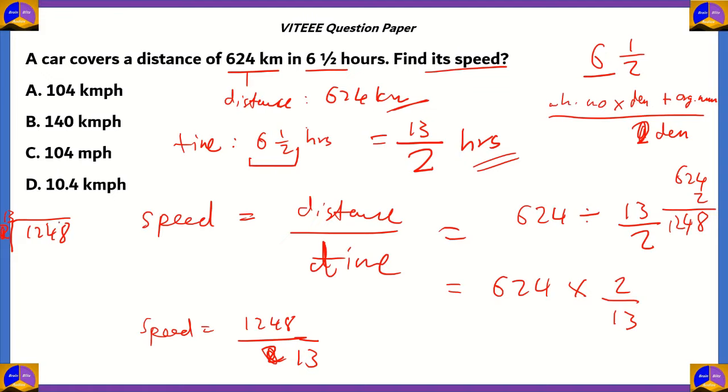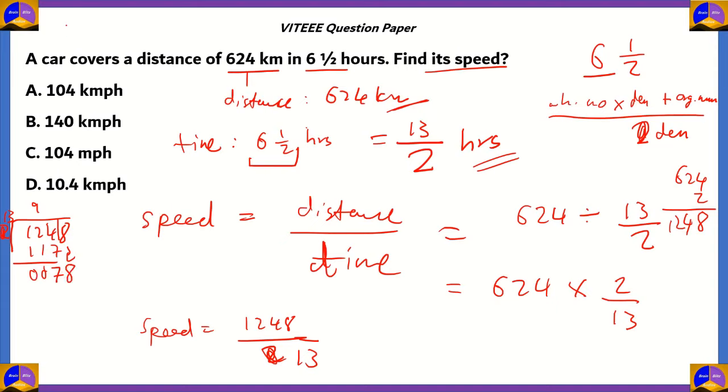So 13 times 10 is 130. And this value 124 is less than 130. So we take 9. 13 times 9 is 117. And when you do subtraction, 14 minus 7 is 7. 1 minus 1 is 0. 1 minus 1 is 0. So you get 7 as the remainder. Pull down 8. So 78.